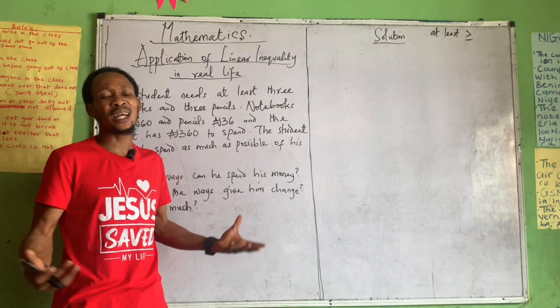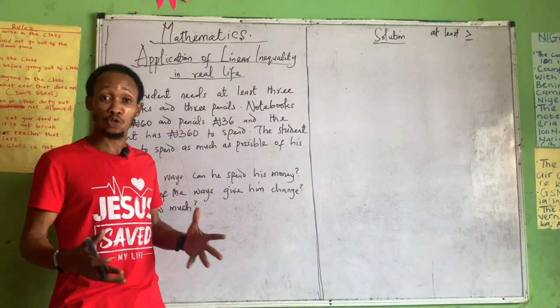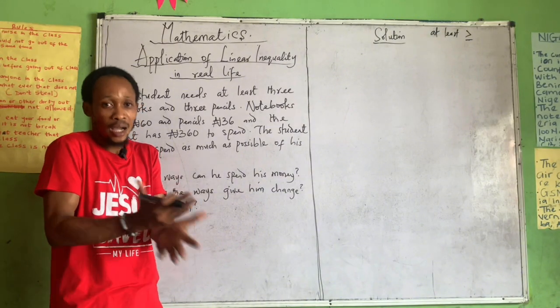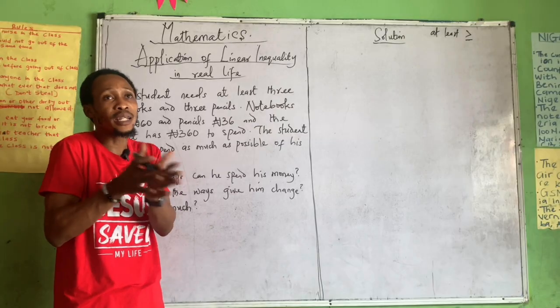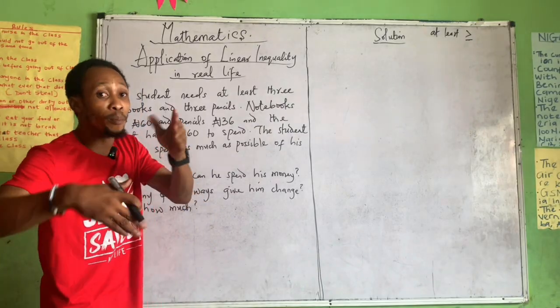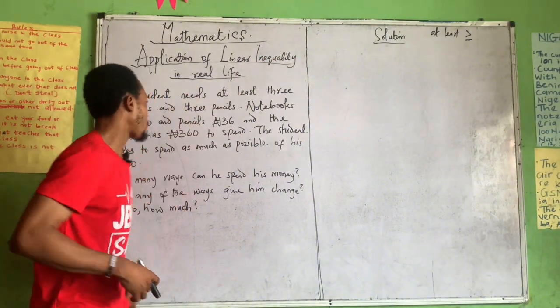So when I say I need at least 300 million for the surgery, and you're giving me 200 million, I've still not gotten the amount I need. So the amount should be equal to that 300 million or more. So that's the meaning of at least. More is greater than or equal to.